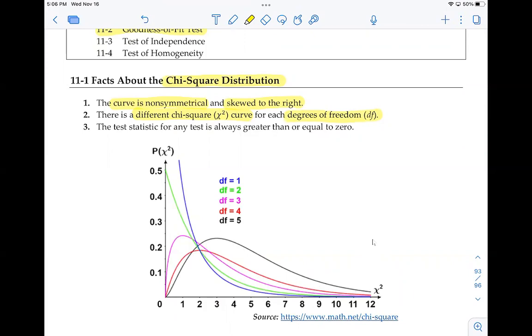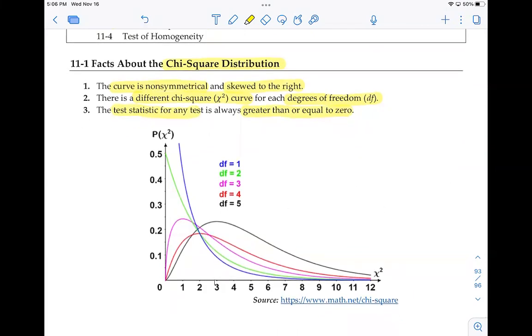And the last thing is that the test statistic for any test is always greater than or equal to zero. So all these test statistics are either zero or positive.